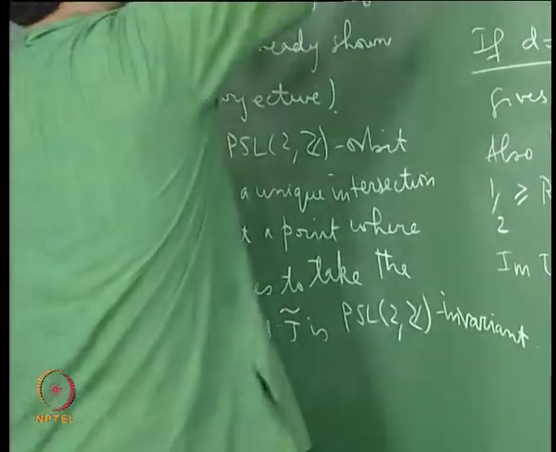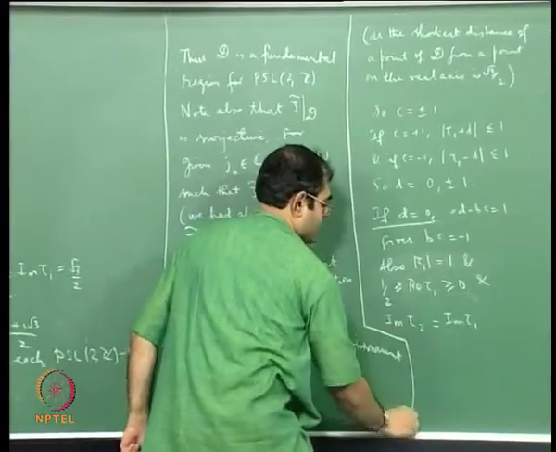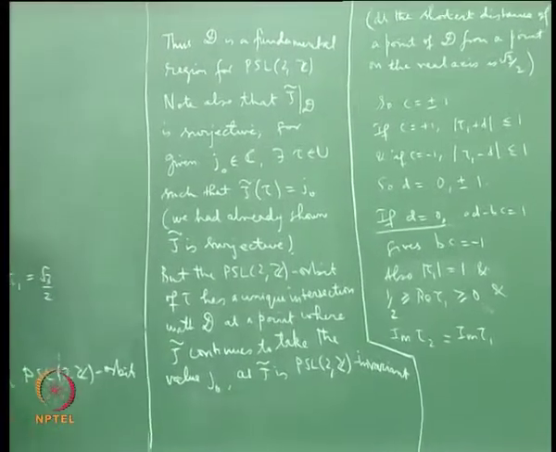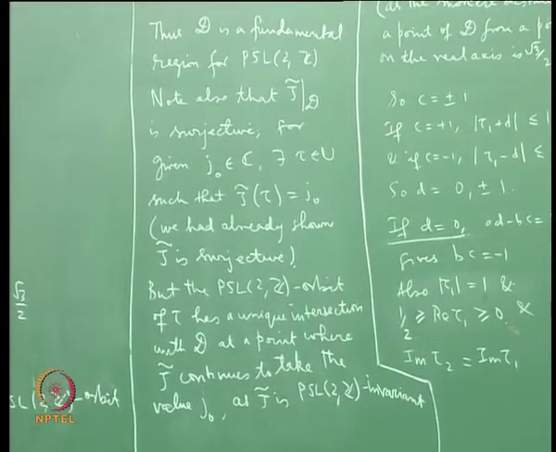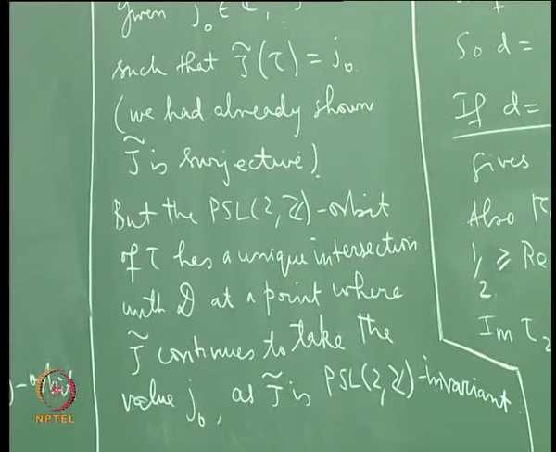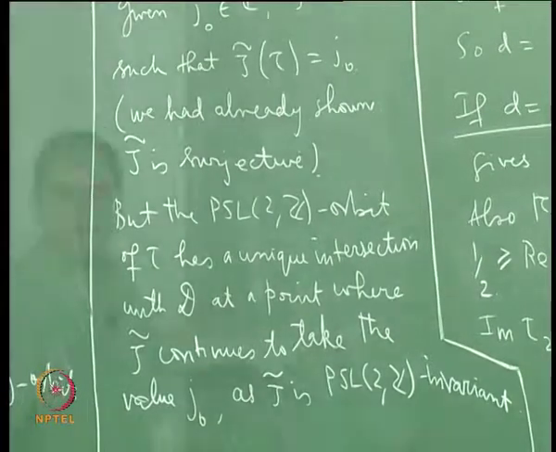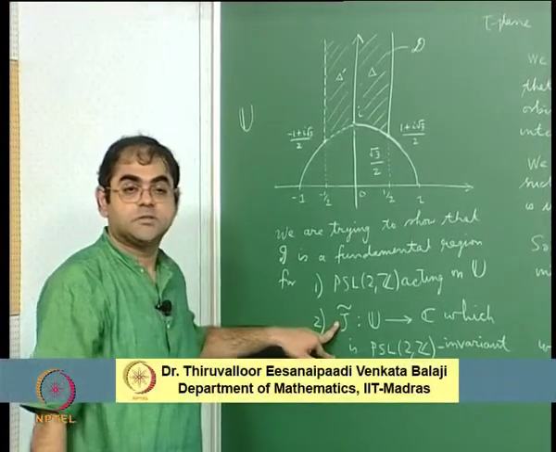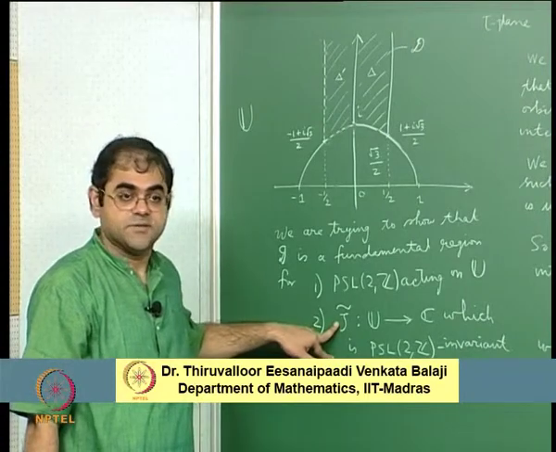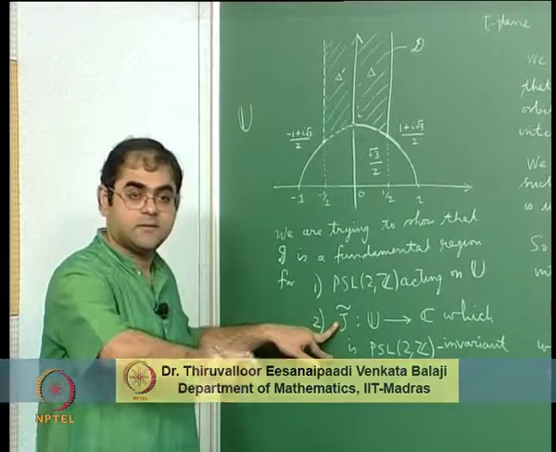So the moral of the story is that we are able to show immediately that J tilde restricted to D is surjective. The harder part is to show that J tilde restricted to script D is injective. So we will do that in the forthcoming lecture.